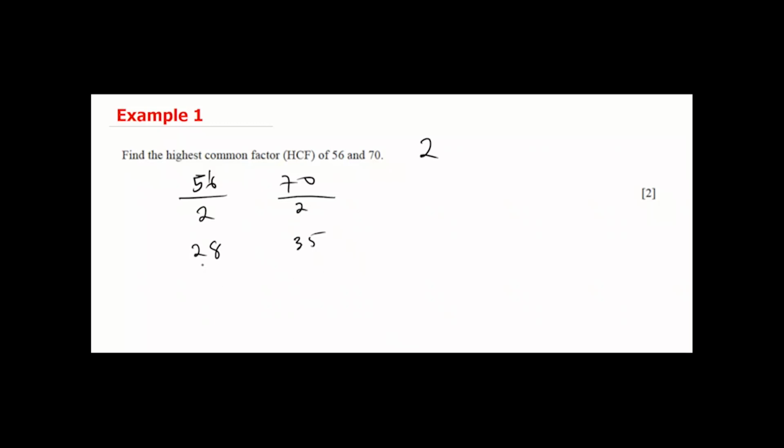So the next number that can go in 28 and 35 is 7. If you divide this one by 7, you will get 4. That's 7 times 4, 28. If you divide this one by 7, you will get 5. That is 5 times 7, 35. So that means another one is 7. So I have 4 and 5 left, and obviously there is no number that can go in 4 and 5 again. So that means I have 14. So in summary, the highest common factor of 56 and 70 is 14. So 14 is the answer here.